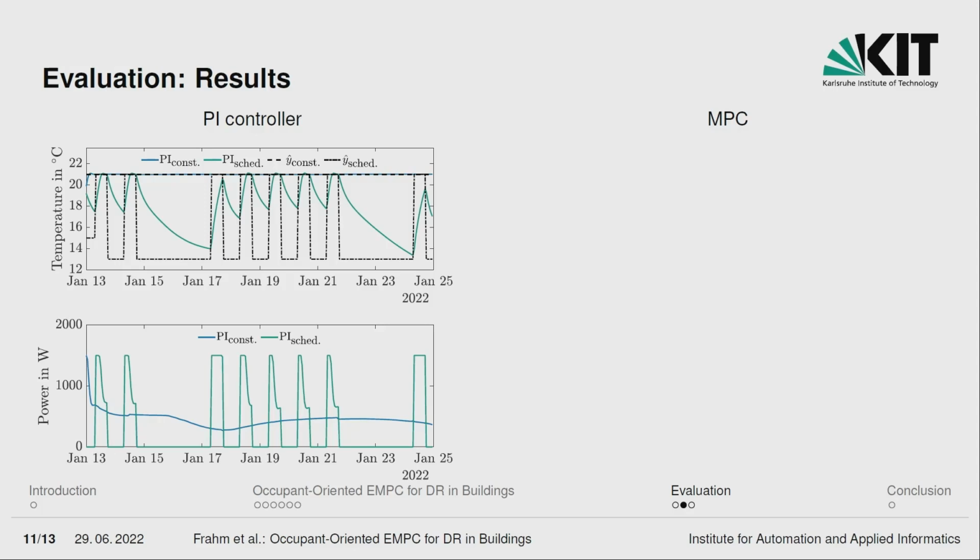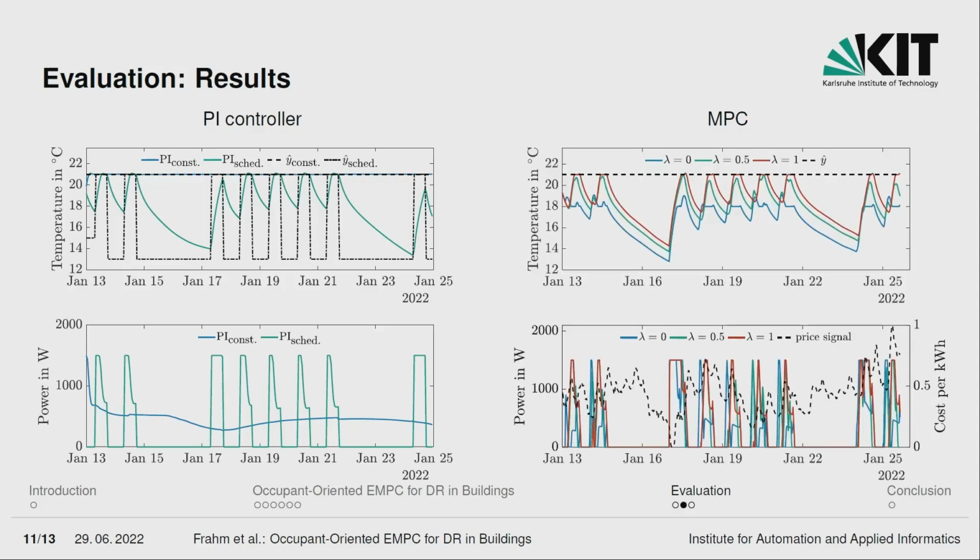In contrast, the model predictive controller can already predict when the building will be occupied and reheat in advance. Depending on the value of lambda, the focus of occupants' thermal satisfaction is defined. So higher values of lambda mean more focus on occupants' thermal satisfaction. But as we want to provide demand response and occupants' thermal satisfaction at the same time, especially the values between 0 and 1 are important for us. So, for example, this 0.5.